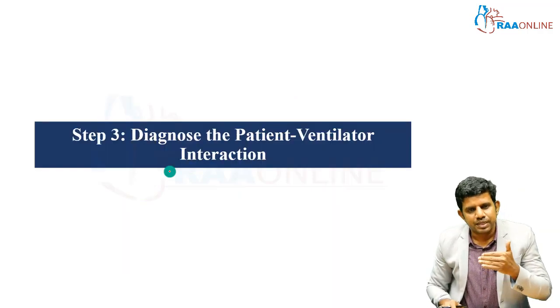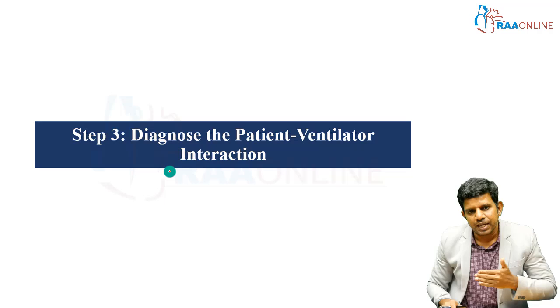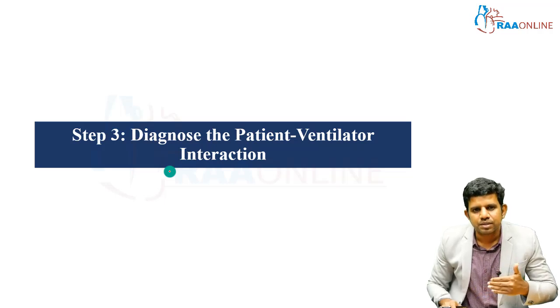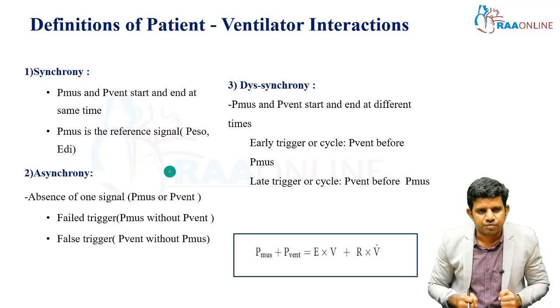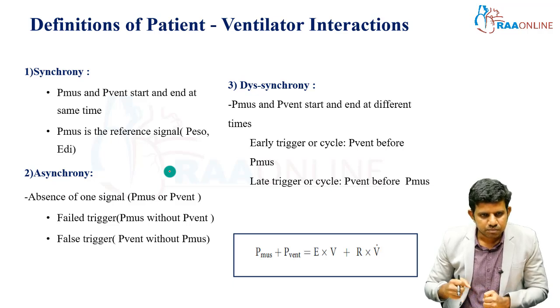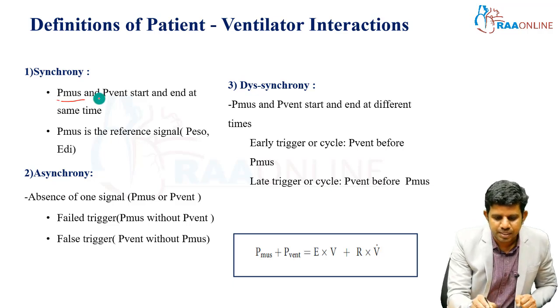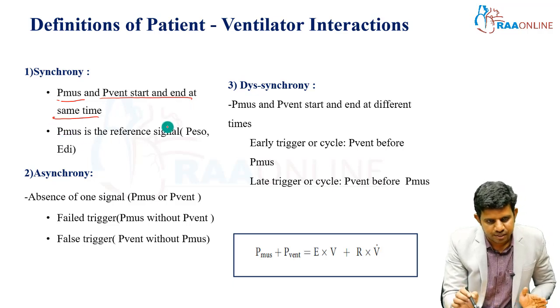Next, step 1 is the tag. Step 2 is to determine the load: is it a predominantly resistive load or an elastic load? Step 3 is the diagnosis of patient-ventilator interaction, which means synchrony, asynchrony or dysynchrony. Synchrony means that Pmus, the patient respiratory effort, and P-vent, the ventilatory inspiratory pressure, start and end at the same time. Pmus is the reference signal here.